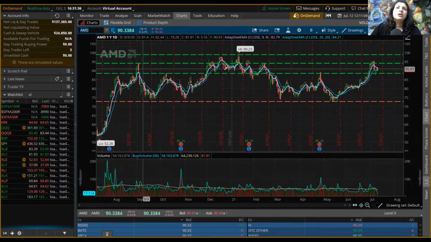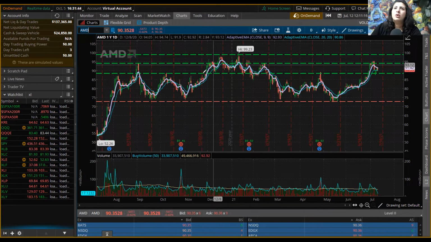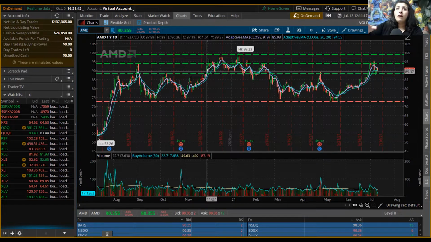So you would want to watch it to see if it actually passes through the resistance or if it's going to bounce off and have this rejection, so that you're not staying in the call as it's basically retracing back on itself and losing its value.